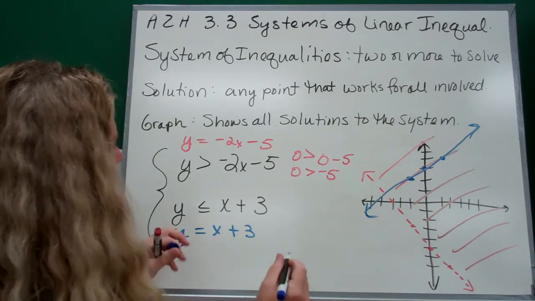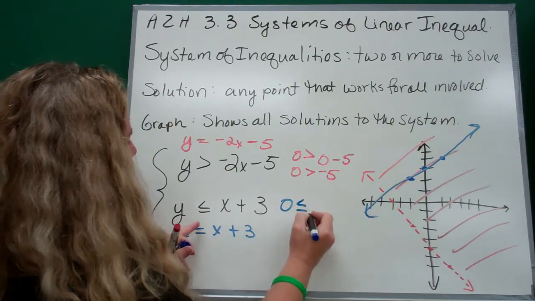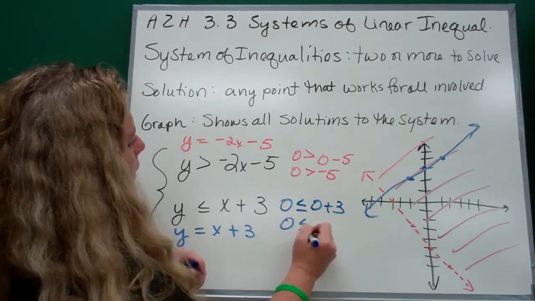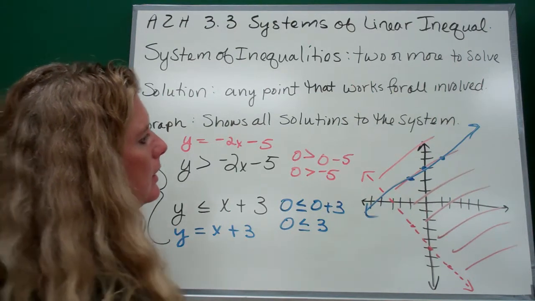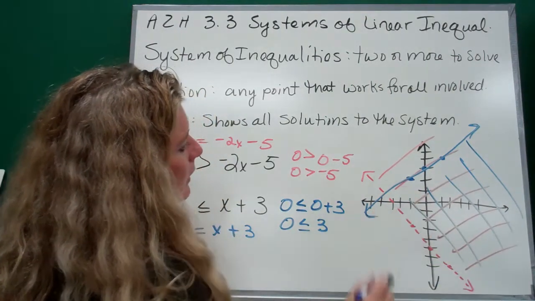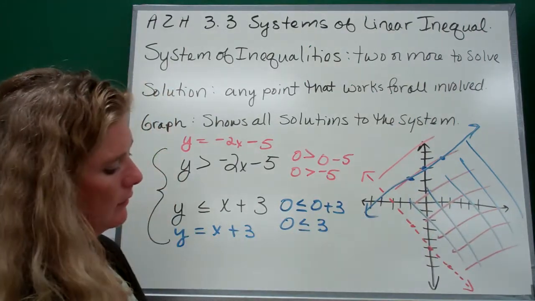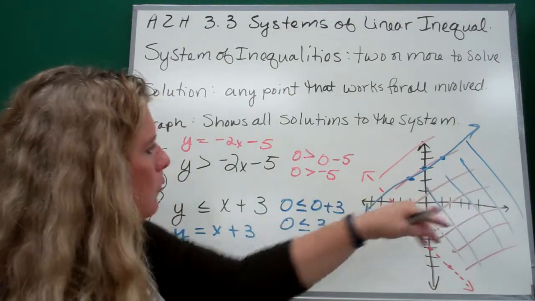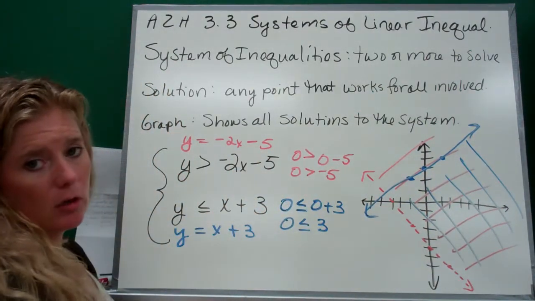Then you pick a point. 0, 0 is not on the line. We like 0, 0. 0 is less than or equal to 0 plus 3. Well, is that true? Is 0 less than or equal to 3? Yes, it is. So we shade this side of the line. The solution set is where it's double shaded. Okay? So where both of them work, that's where all of the points within here will work for both inequalities.